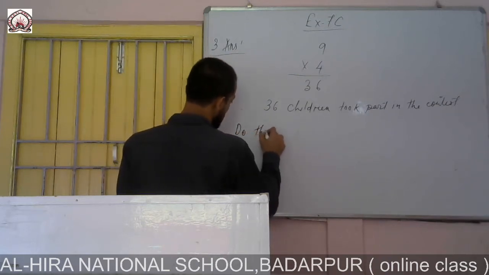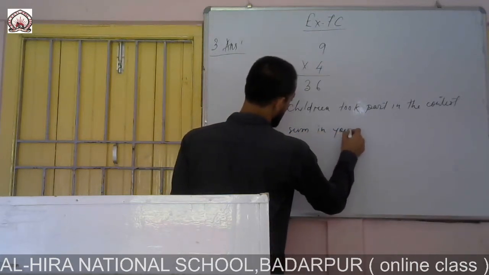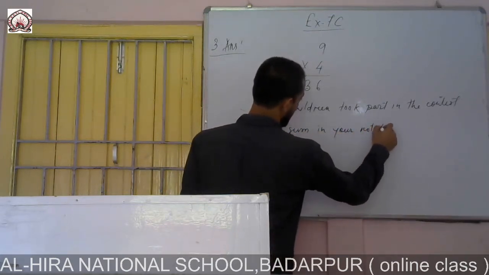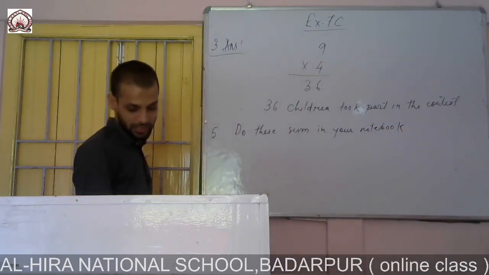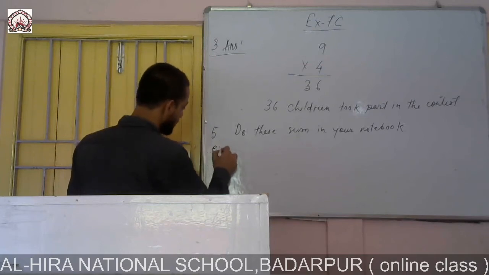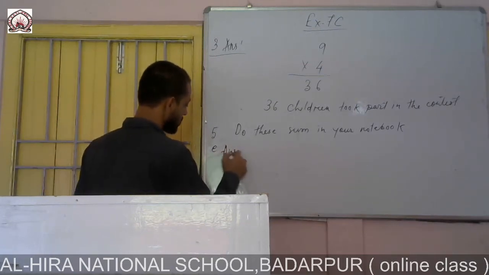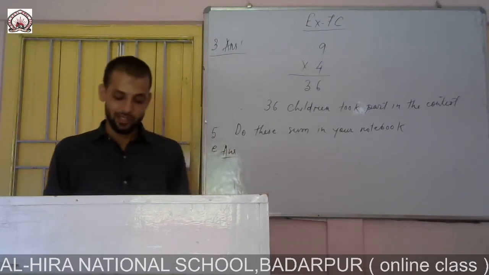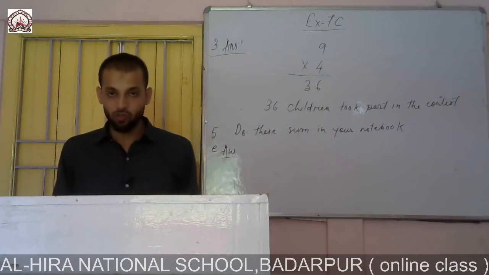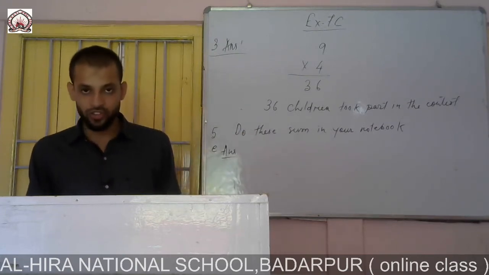Do this sum in your notebook. From question number 5, we are going to solve only one question, that is 5E. Let's read the question. The calendar for a month has 4 rows. So each row has 7 days.